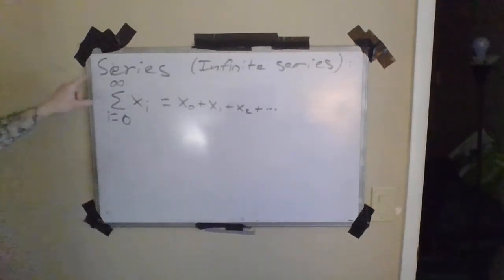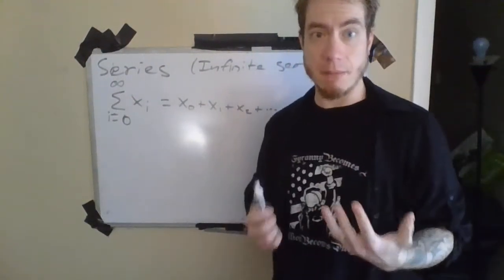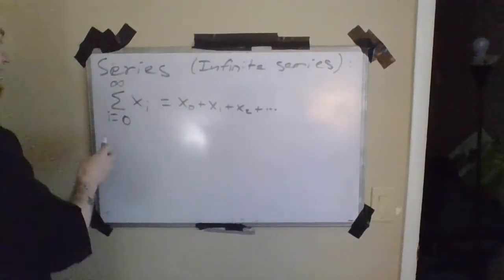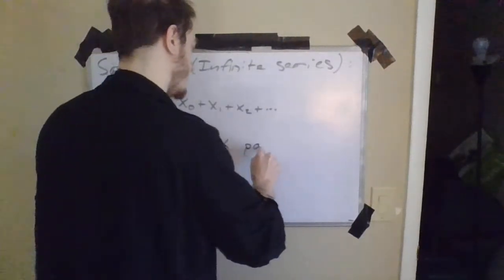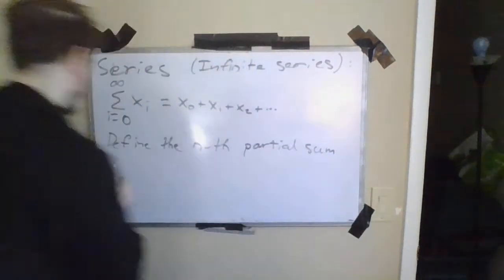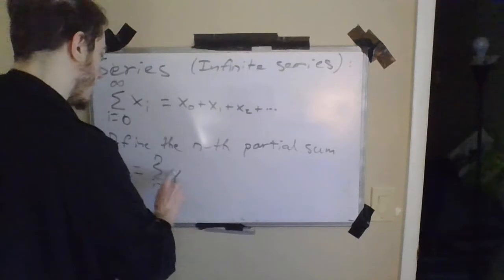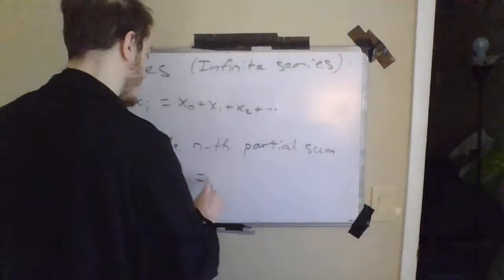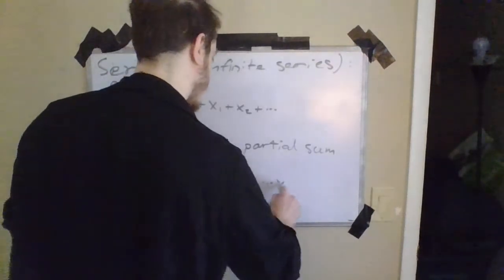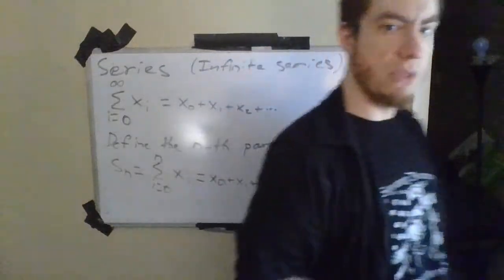So instead, here is the way that we define the outcome of a series. If you spend some time thinking about it, this is kind of the obvious thing to do. We define the nth partial sum, Sn, to be equal to the sum from i equals 0 up to n of this sequence of xi's that we are adding together. This is a perfectly well-defined thing because this is a finite sum. This is just going to be x0 plus x1 plus all the way out to xn, but it stops after the nth term in the sequence. So this really makes perfect sense.